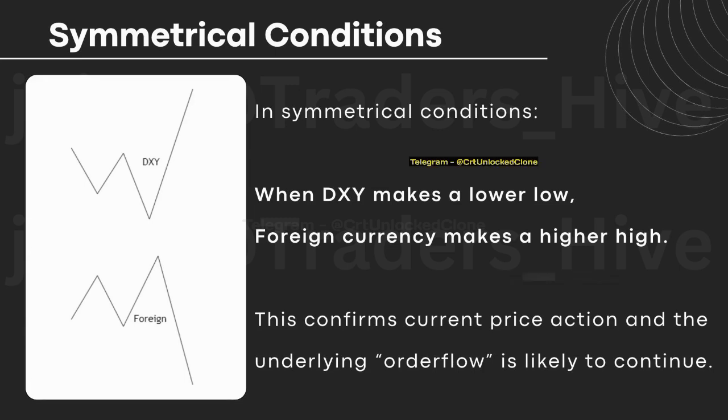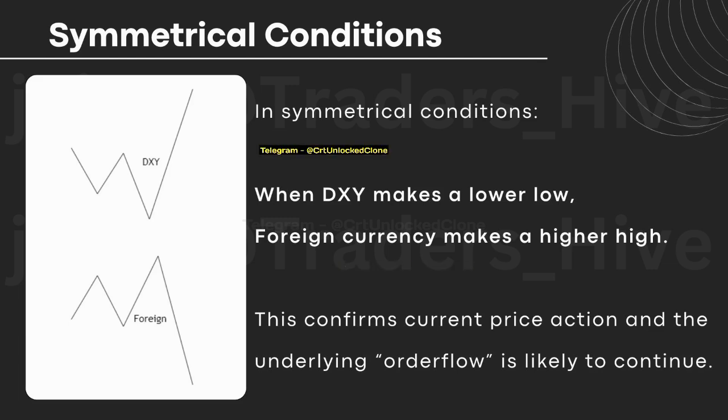Let me explain. We know that when DXY makes a low, at the same time, a foreign currency such as euro dollar or EU, right? Just for the sake of this explanation, I'm going to take EU as the foreign currency. We know that when DXY makes a low, EURUSD makes a high. This suggests that the market is in a symmetry because the structure is the same.